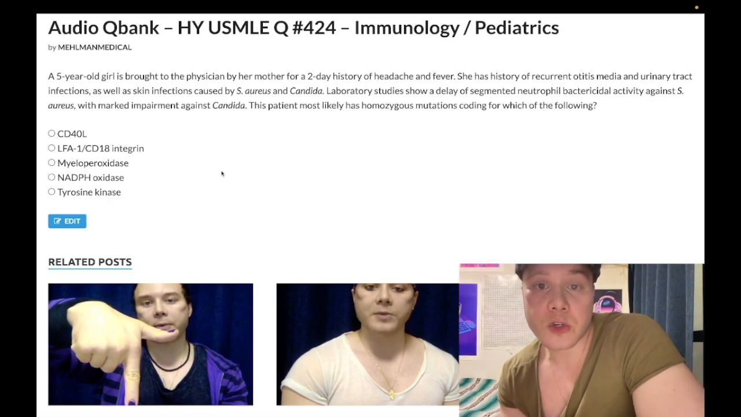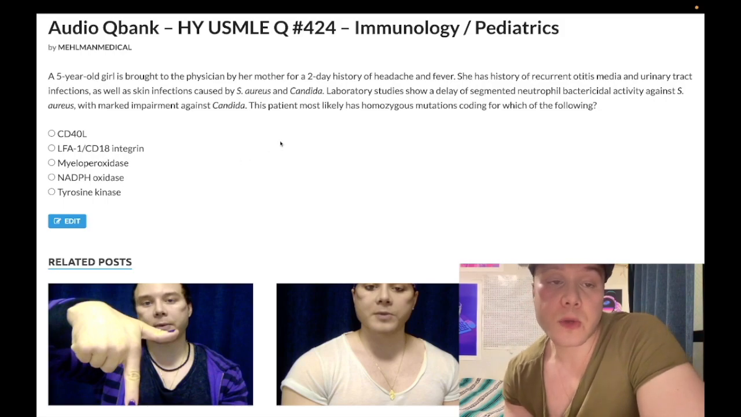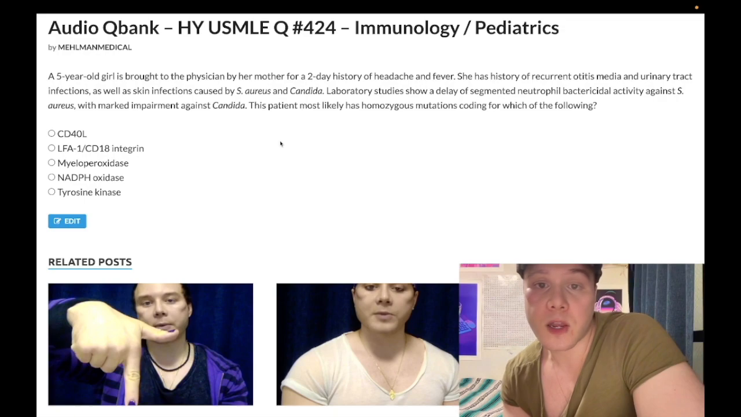5-year-old girl, 2-day history of headache and fever, recurrent otitis media and urinary tract infections, as well as skin infections caused by Staph aureus and Candida. Laboratory studies show a delay of segmented neutrophil bactericidal activity against Staph aureus with marked impairment against Candida. She most likely has homozygous mutations coding for which of the following. This means she has an autosomal recessive disorder. So let's just look at our answer choices here.